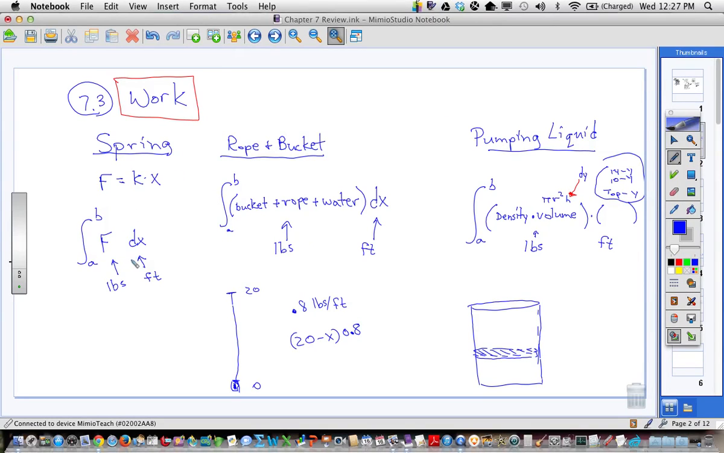There's really not another way to do a spring problem. You're going to have to be given some information about how much force it takes to compress or stretch it a certain distance so you can find what k is, the spring constant. Then you put that into your integral, the kx equation, and then you have to figure out from what to what. Really, that's as simple as it's going to be.